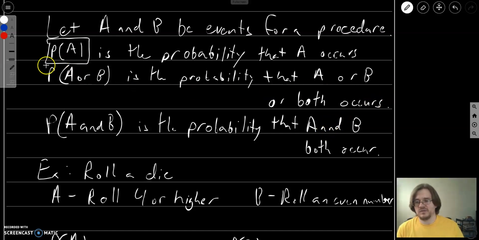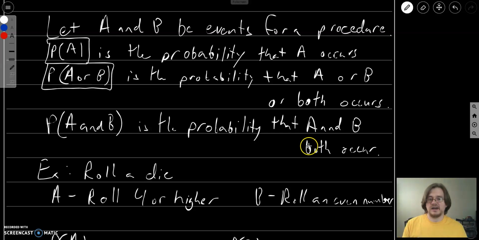And what might make sense is that the probability that A or B occurs is just written as the probability of A or B. Now, in mathematics, OR is what's called an inclusive OR. So let me describe what this means. The probability of A or B means that the probability that A happens, or B, or both simultaneously.